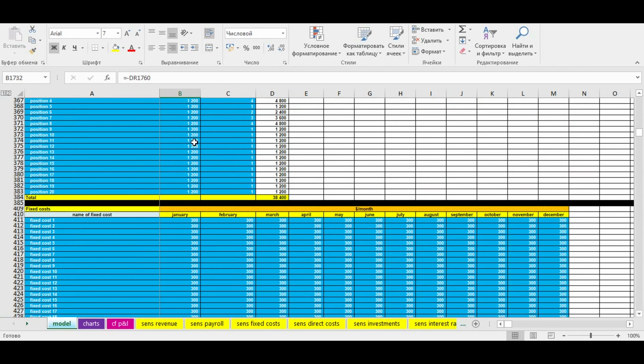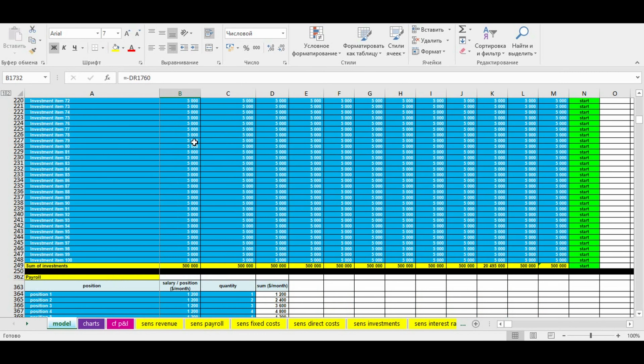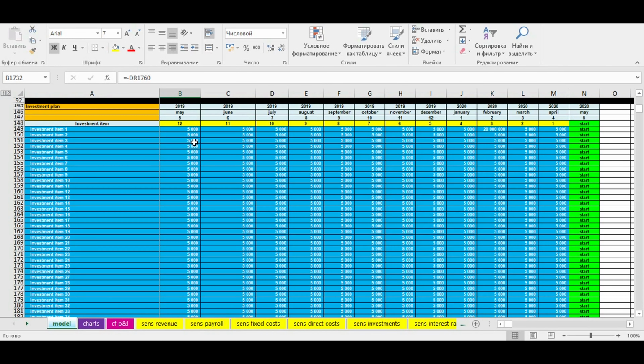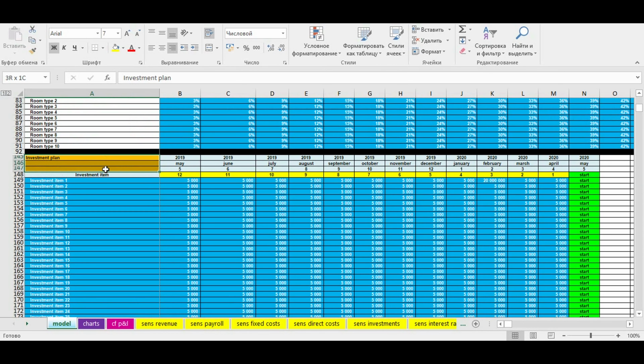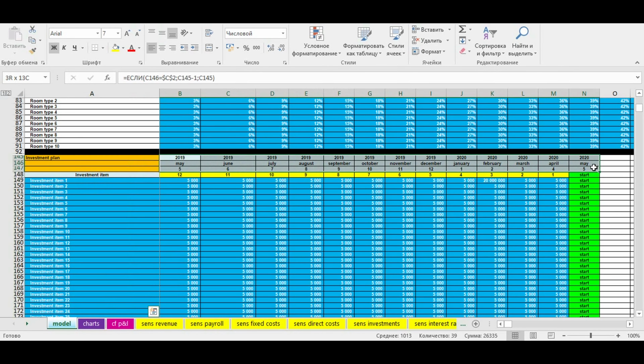The next block of inputs deals with investment needed before we start operational activity stage. Green column will show us the moment when we start operating activity. Moving to the past from the moment of starting the operation activity, we describe our investment stage. Here, we specify what item we invest in, when we invest, and how much we invest.